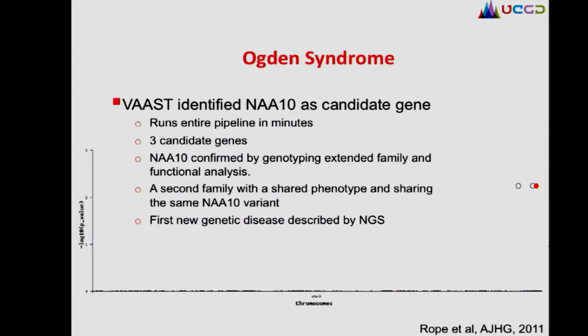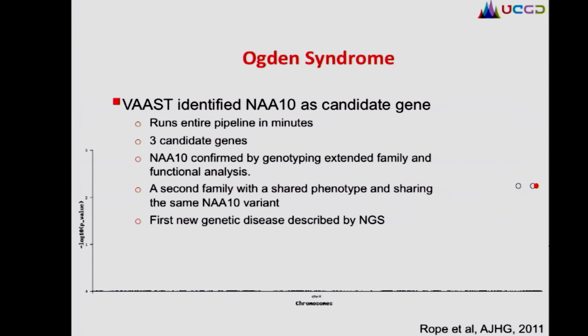We put this into VAAST, and this frame here at the bottom, which looks kind of empty, is actually a Manhattan plot with the log scaled p-value from the VAAST output on this axis and the chromosome on this axis, and we only got 3 candidate genes after applying the appropriate filter. This was before pVAAST, so it wasn't run through pVAAST. It was just a filter based on the inheritance through the family, and three candidate genes came up. The entire pipeline ran in a matter of minutes.